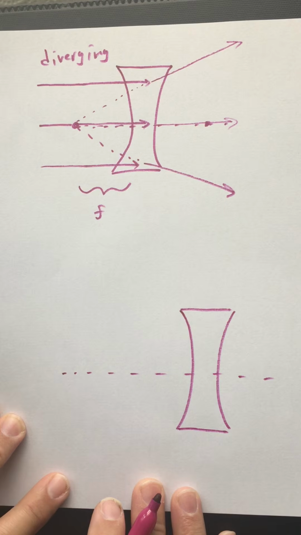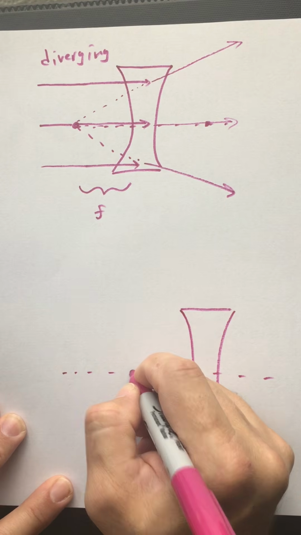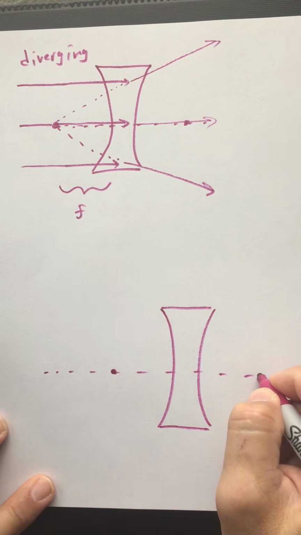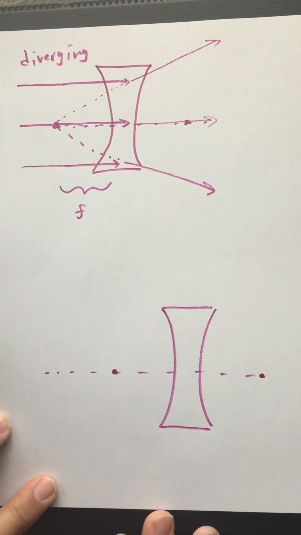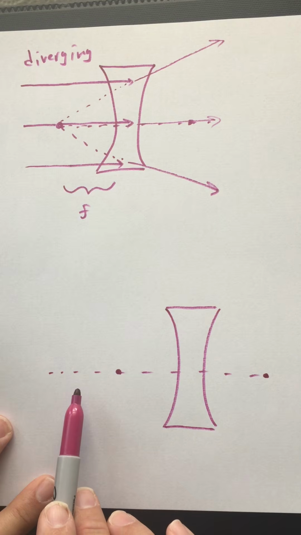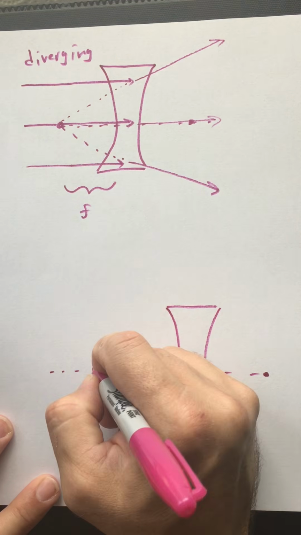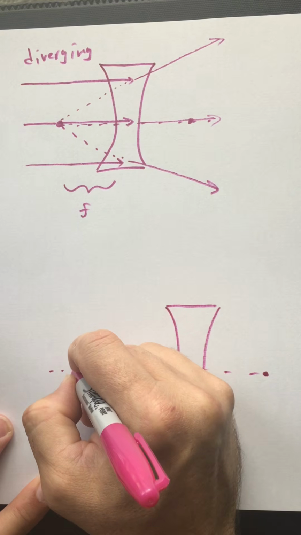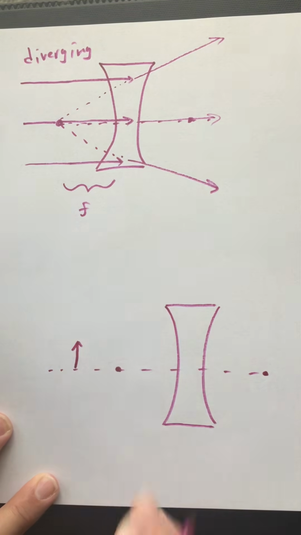Make sure I stay in frame. Here's my axis. Let me put in a focal point here, and I'll put in a focal point here just in case I need it. And let me put in an object, and I'm just going to do one example here. It turns out that it doesn't make much of a difference if you put the object over here or over here. I'm going to put the object here so that I can get through all the rules.